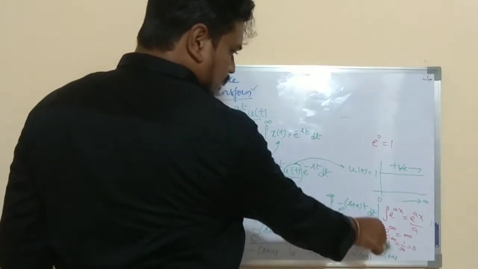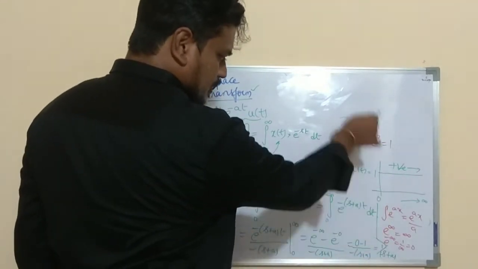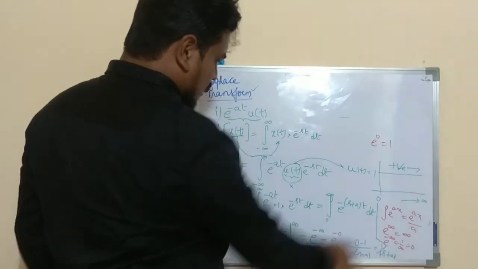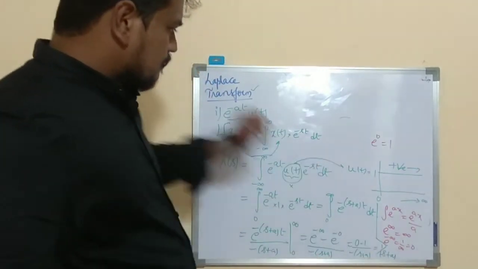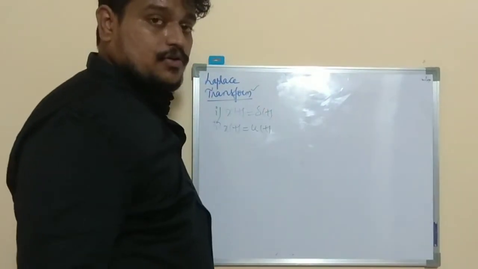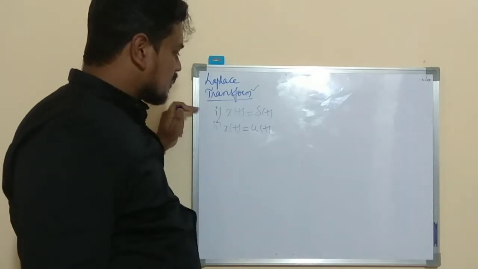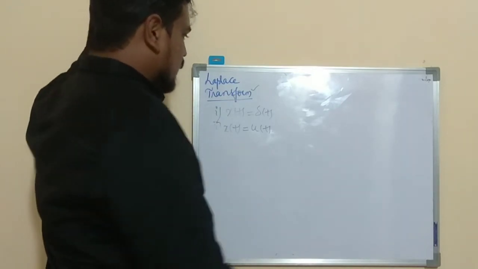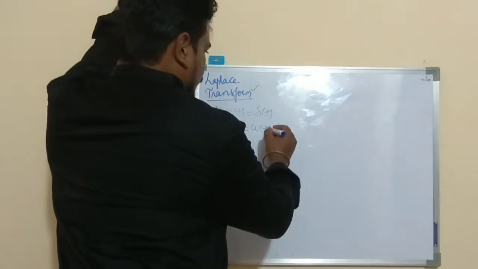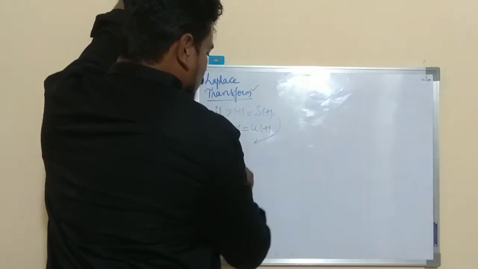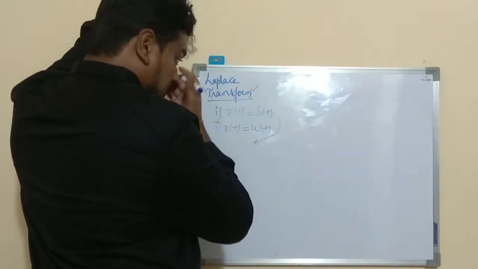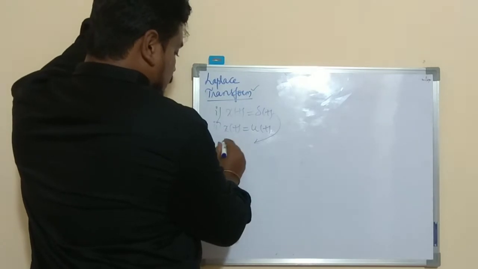So I have written the formulas and the substitutions on the right side, and the problem is being run on the left side of the board. Okay, so unilateral transforms of these particular problems are to be calculated. So see here, how can you do this? First you need to write the Laplace transform formula.